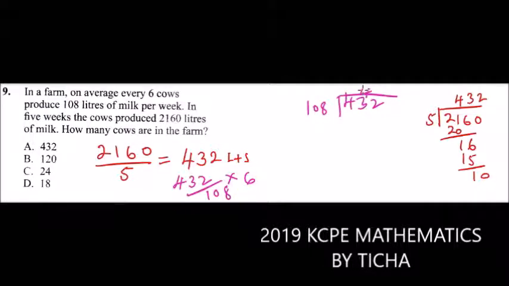So 4 multiplied by 8 is 32, and 4 you get, so it is 432. So it means this is equal to, if you cancel there, you get 4. You multiply by 6, you get 24. So these are the number of cows that were in the farm, and you check your answers, you get it is C. So always work out a question without looking at the answers so that you don't get confused.